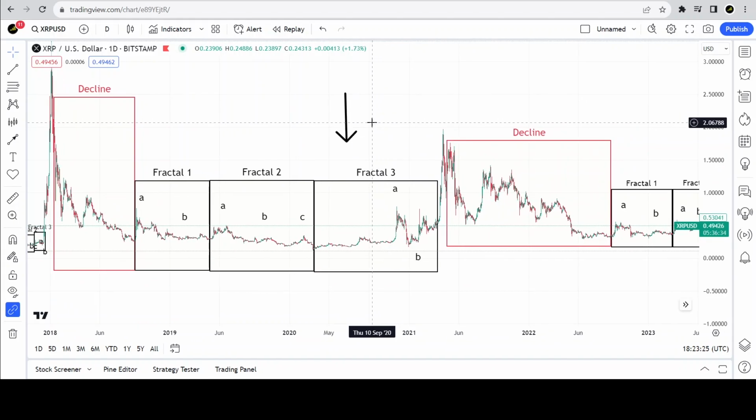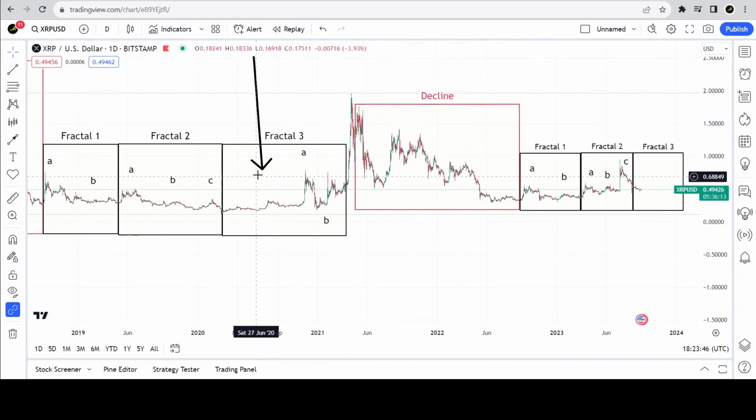When a fractal repeats, this is important, the pattern repeats. However, the timing, height, and depth does not repeat. Those will always be original. So what that means is you will have an original iteration of this fractal every single time it plays out.